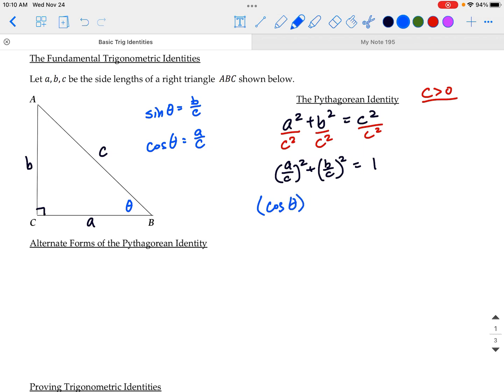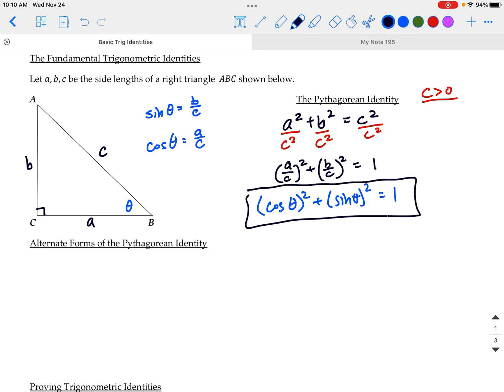And we can write that as cosine quantity squared if we wanted to, plus sine of theta squared is equal to 1, and that's our Pythagorean identity. And note, cosine squared theta plus sine squared theta is equal to 1 for all values of theta. So it doesn't matter if it's 2 degrees, 100 degrees, pi degrees, 2 pi over 3 radians, any angle measure that we choose, this will always be true.